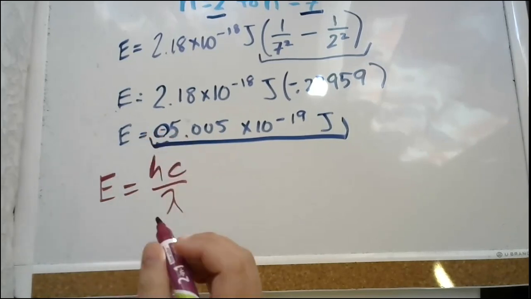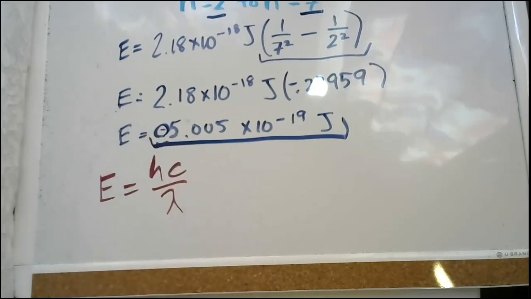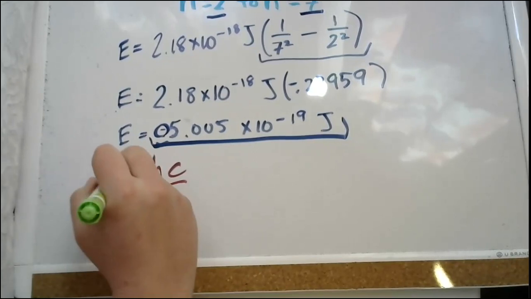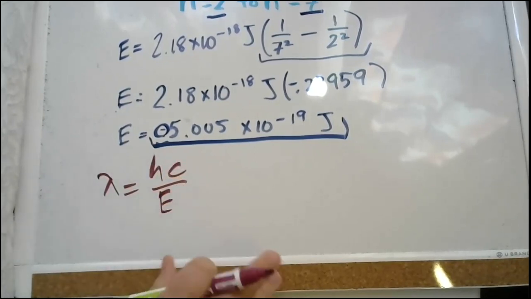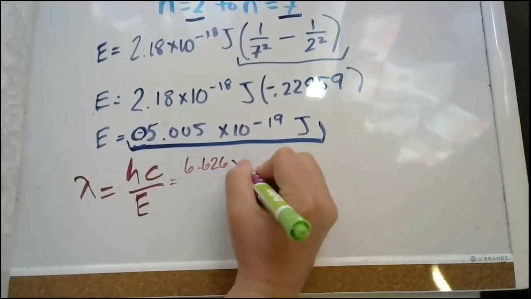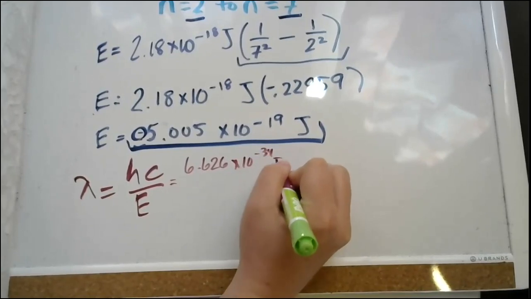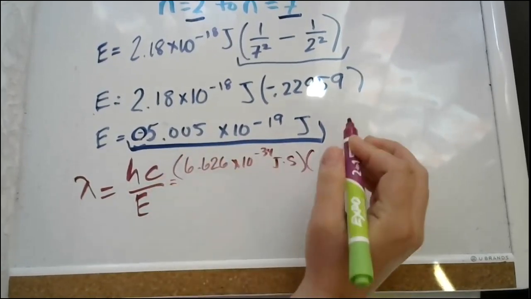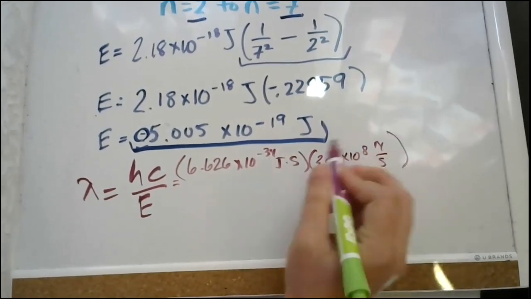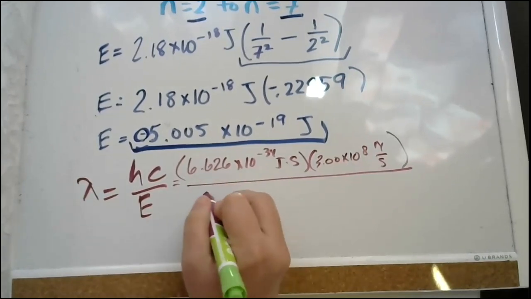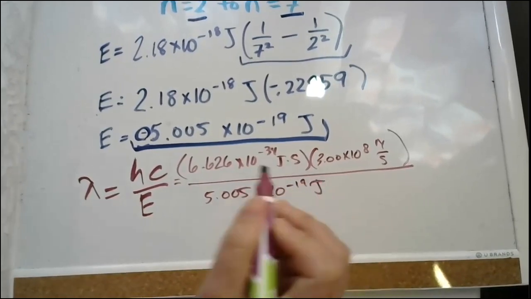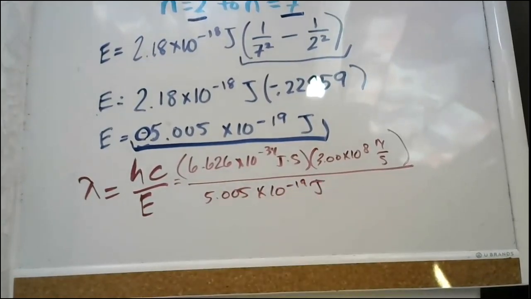We know that's our formula, and then we're going to solve it for wavelength. So we can switch places there. Wavelength equals hc over E: 6.626 times 10 to the negative 34 joules times seconds, times 3.00 times 10 to the 8 meters per second, divided by 5.005 times 10 to the negative 19 joules. And let's see what we get.